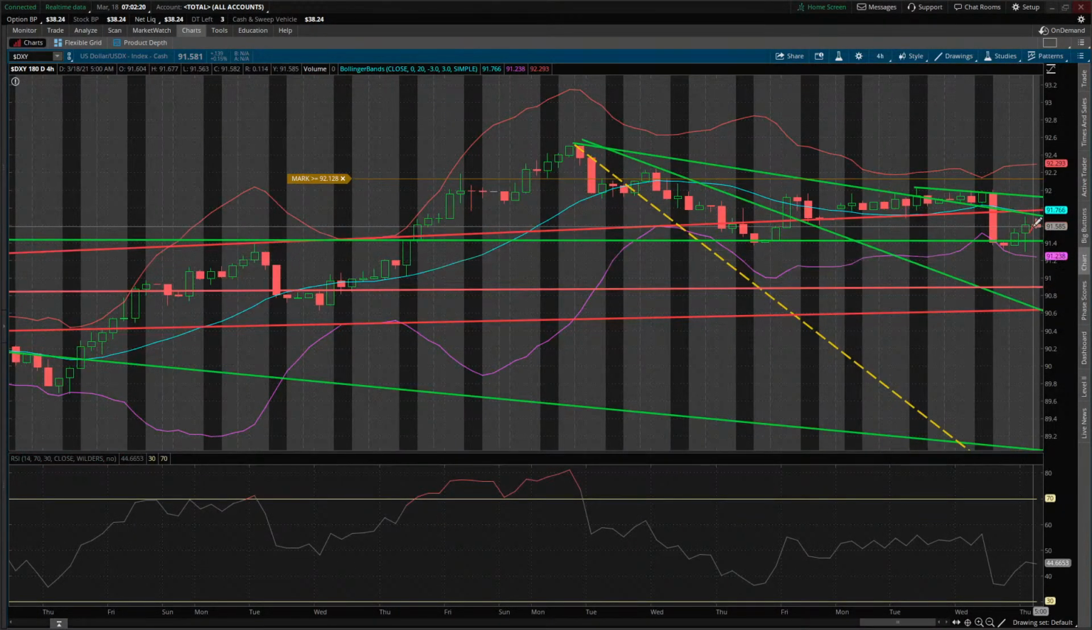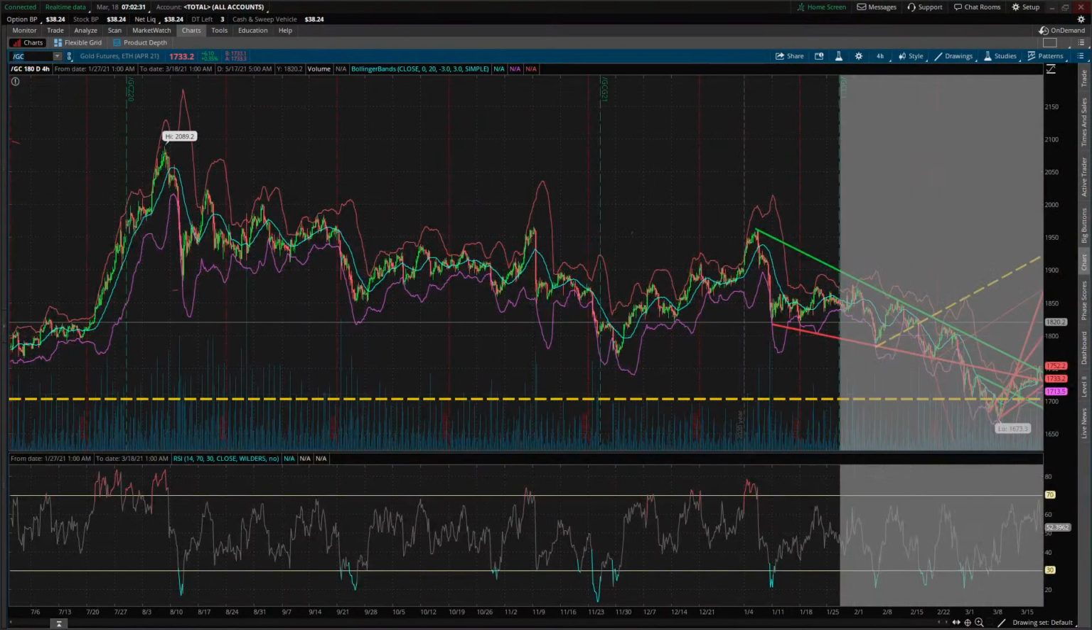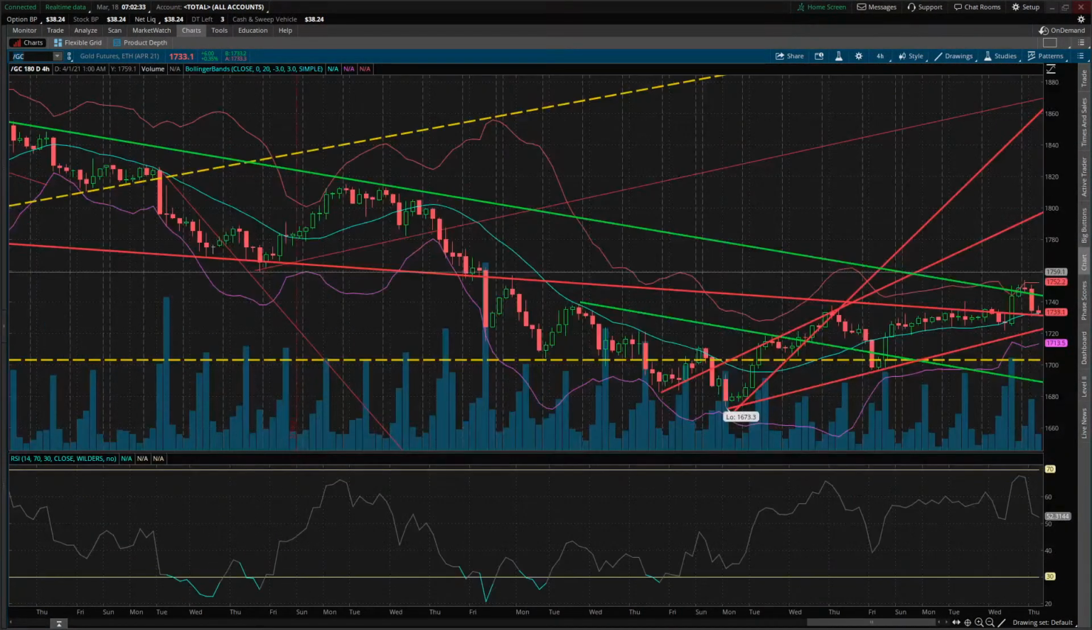So we popped. We'll probably fail here and break to new lower lows in the coming days. Let's take a quick peek at how gold is looking. Gold is up. It was higher.